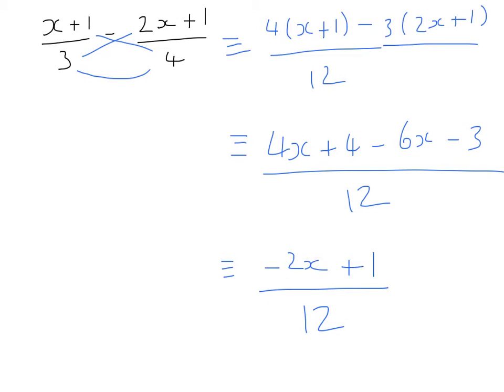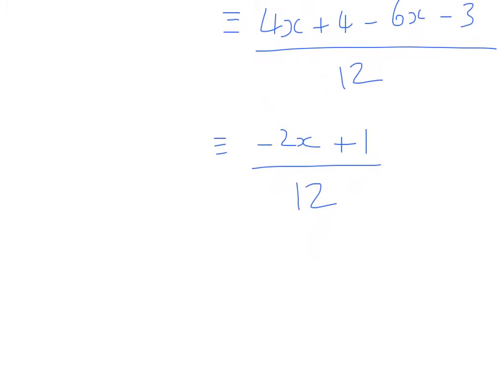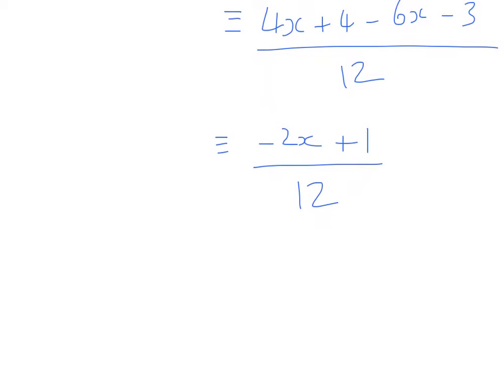Looking at this fraction now to see if I can simplify it in any other way. There's nothing more that I can do. There's nothing that's going to divide into 2, 1 and 12 other than 1. So we're pretty much done. We do have one option. We can reorder the terms in the numerator if we want to. So we could instead write it as 1 minus 2x over 12.